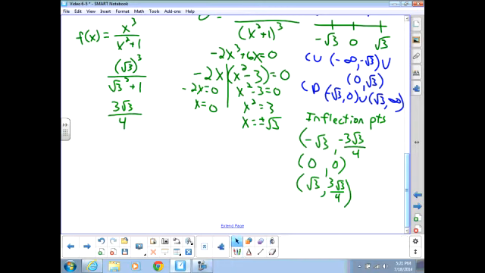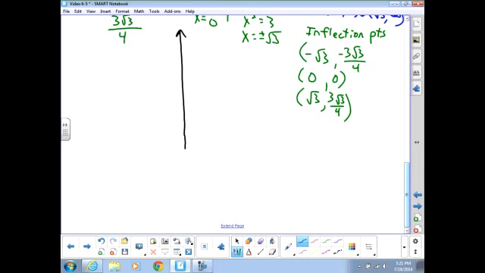So now we are ready to sketch our graph. Okay, this was a bit messy. The ones with a slant asymptote usually are. Our slant asymptote was at y equals x, which goes through points like 1, 1, 2, 2, 3, 3, 4, 4, and so forth. We have an inflection point at 0, 0. We have an inflection point at negative square root of 3, comma, negative 3/4 square root of 3.